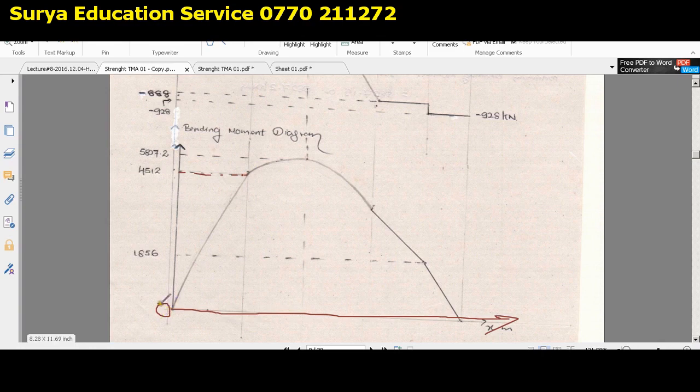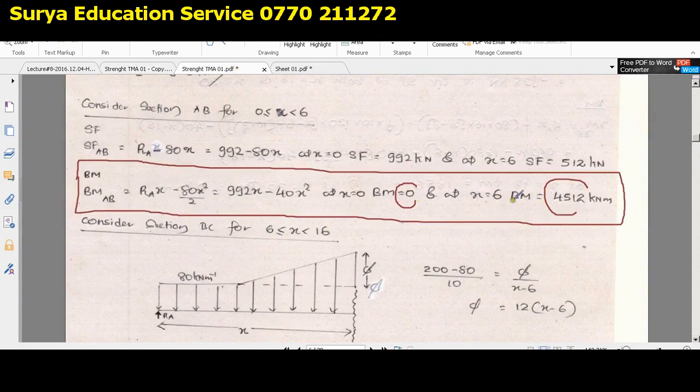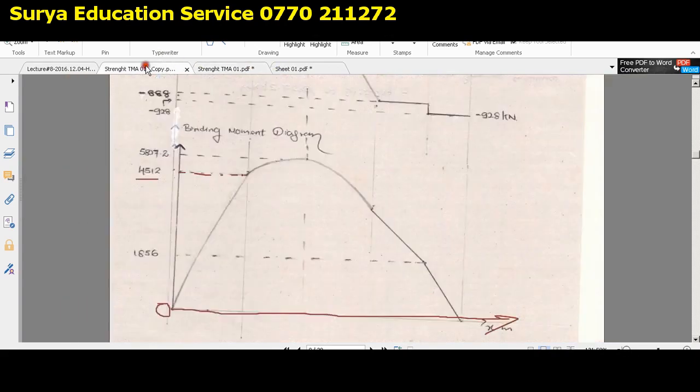According to the first limit, the bending moment value at x equals 0 is 0, and when x equals 6 the bending moment value is 4512, as according to your calculations. So now our next target is how to sketch this. I told you need to connect these 2 points. That connection follows the general equation, according to the format of the particular equation.